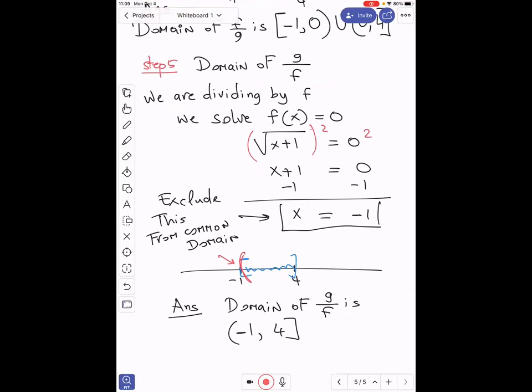Okay. So as you can see, guys, we got 3 different answers. There's one answer for the domain of f plus g, f minus g, f times g. There is another answer for g over f, and another answer for f over g. Any questions, guys? All right.